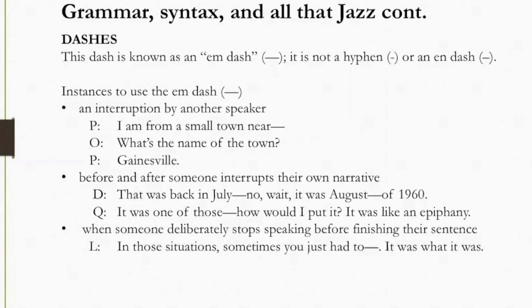And then the last time you would use an Mdash is when someone deliberately stopped speaking before finishing their sentence. In those situations, sometimes you just had to. And usually they do a pantomime, which is not really something that's easily transcribed. So then you would just continue the sentence. So these are the instances, and these are different from ellipses, which I think will come up next.